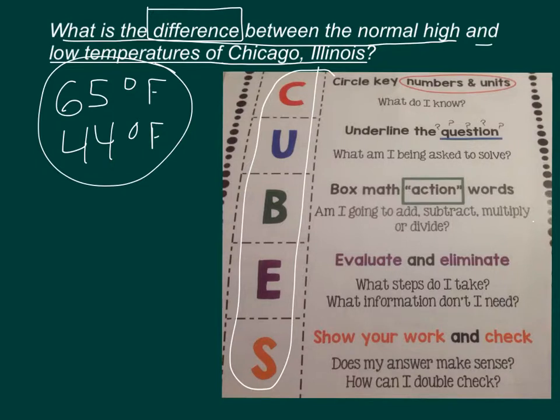E stands for evaluate and eliminate. What steps do I take? What information don't I need? Well, the information we need are the temperatures. And we need, of course, to know that there's a difference here, which means we are going to subtract.